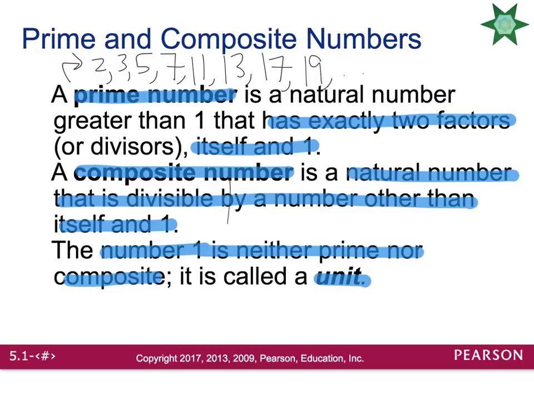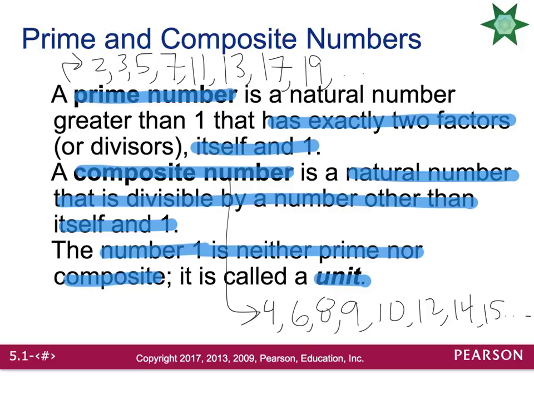Okay. Composite numbers, we're not going to use 1, right? So composite numbers would be 4, 6, 8, 9. That's our first odd composite number. And then 10, 12, 14, 15. These are all numbers that have other factors. There's other numbers that go into these. Like 2 goes into 4, 2 and 3 go into 6, 2 and 4 go into 8, 3 goes into 9, 2 and 5 go into 10, 2, 3, 4 and 6 go into 12, 2 and 7 go into 14, 3 and 5 go into 15.